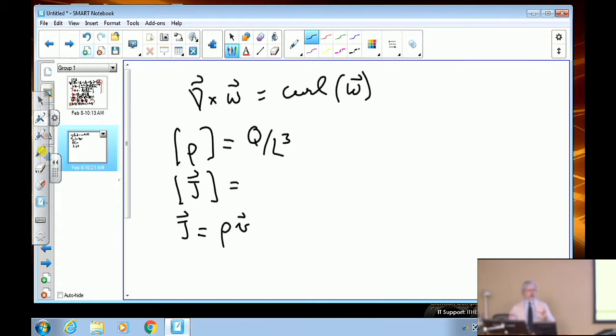If all the charges in a certain location are moving with the same velocity, then J is just the product of the volume density and the velocity. And so it's Q per area per time.